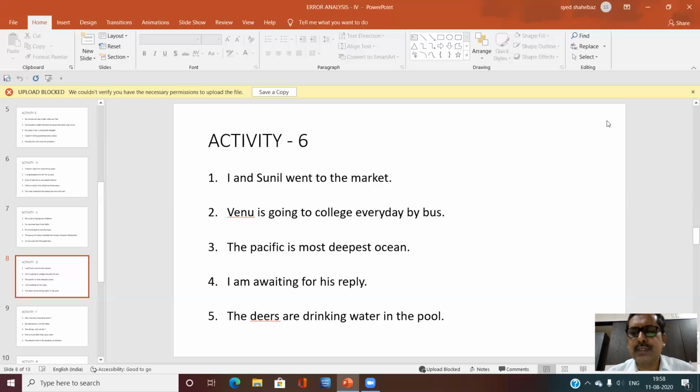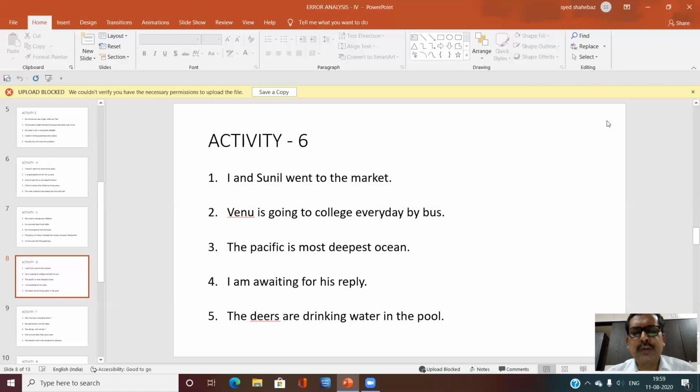The verb goes is in the simple present. Venu goes to college every day by bus. The Pacific is most deepest ocean. So the mistake is in the use of double superlative.